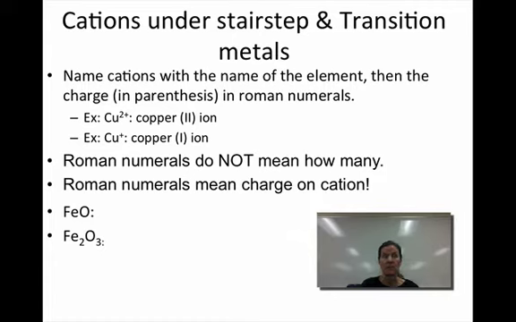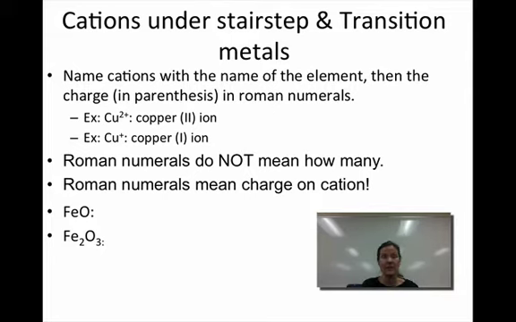So if you have the charge of +1, you include in parentheses the Roman numeral 1. Charge of +2, in parentheses Roman numeral 2. The highest charge we usually go up to is 4, so you will commonly see Roman numerals 1, 2, 3, or 4.